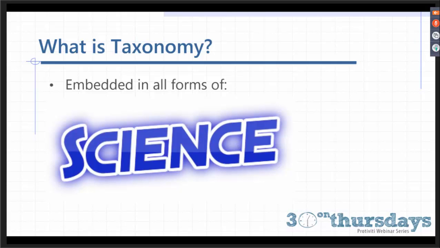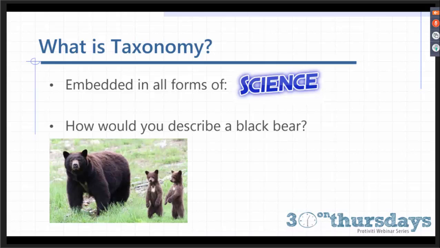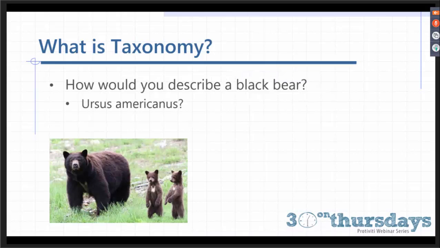Science is literally the process of documenting the world around us, and as part of that, you have to describe it. So when you think about this, how would you describe a black bear or a dog or a cat or any kind of animal? In this example, a black bear, some cute cubs. Most people probably wouldn't jump immediately to Ursus americanus. They would describe the shape of the animal, the size, things like that.